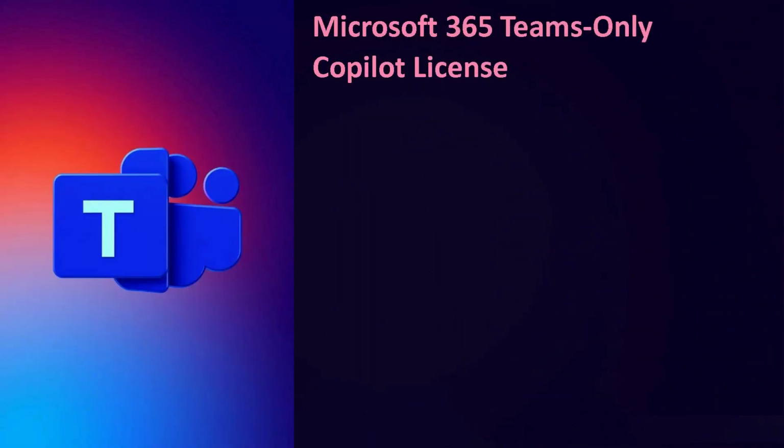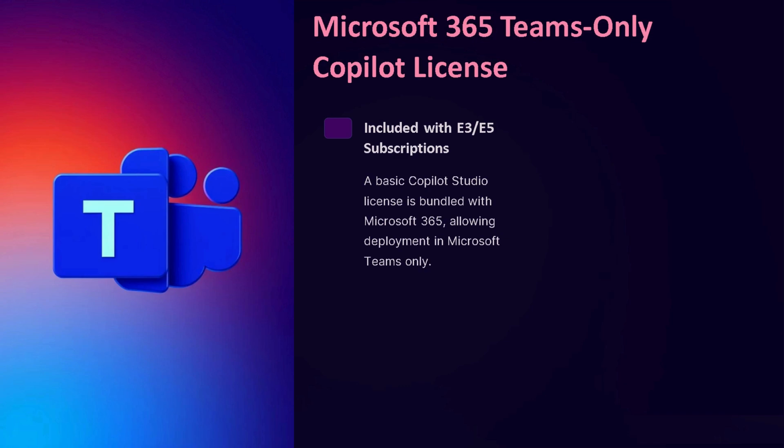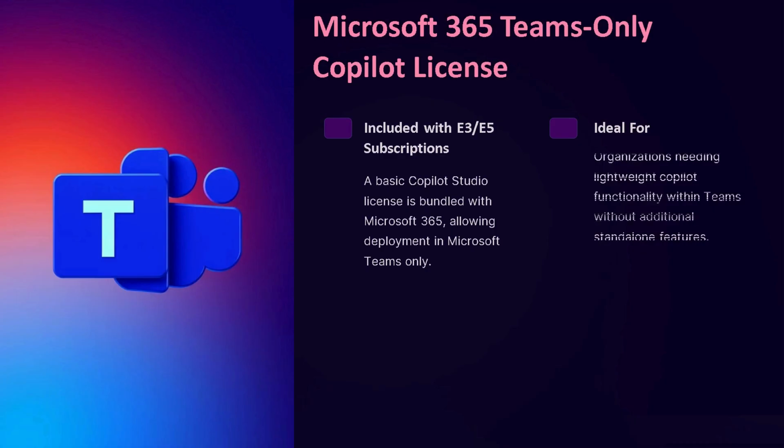So we start with the licensing, and the first is the Microsoft 365 Teams-only Copilot license. What it is, where it is being used, and what is the importance of it. It is included in the E3 and E5 subscriptions of Microsoft licensing with Copilot Studio, and it is bundled and deployed in your Microsoft Teams only. It's used in the organization for lightweight Copilot functionality within Teams without additional standalone features.